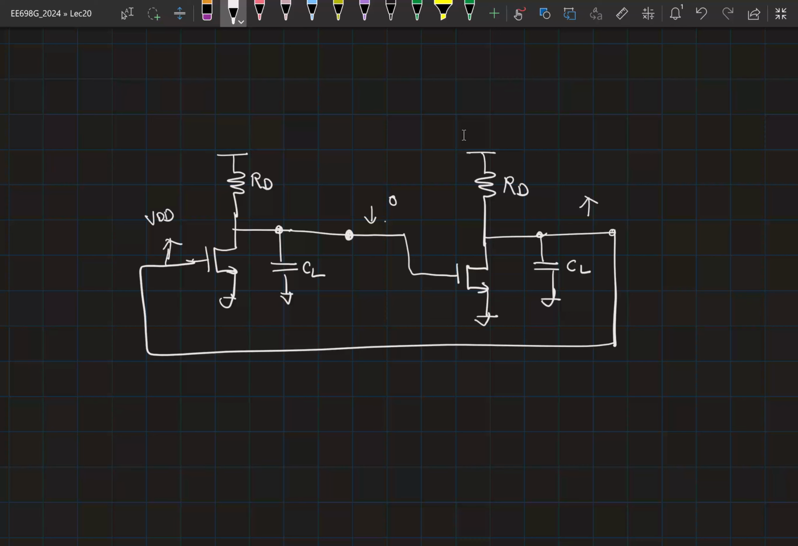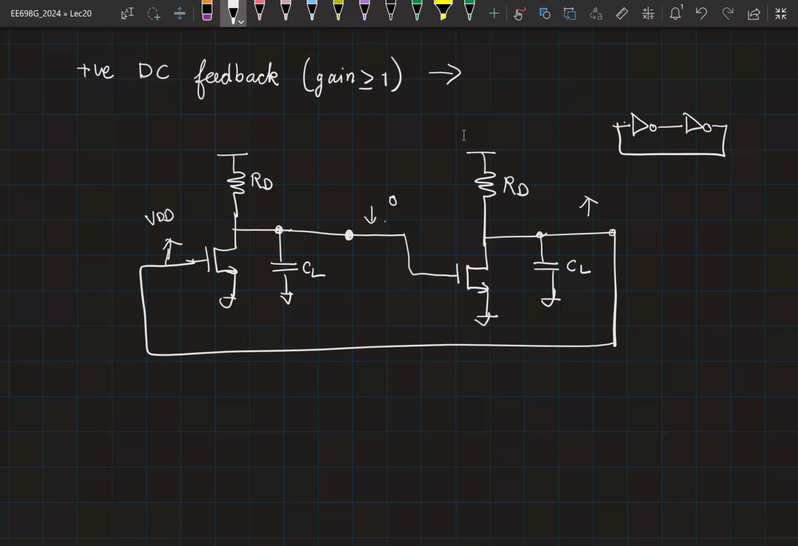Okay. And positive feedback for all frequencies? It's not positive feedback for all frequencies, because based on the values of RD and CL, the system is going to introduce different phase shifts for different frequencies. But at DC, you have positive feedback. Okay, and this is very similar to the case where you have two inverters connected like this. This is a memory unit, it's going to latch up. So if you have positive DC feedback where the gain is greater than or equal to 1, your system is going to latch up.